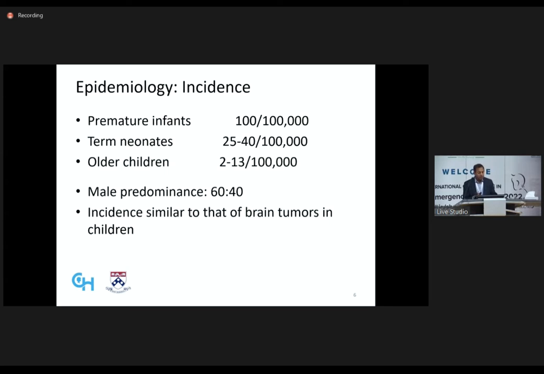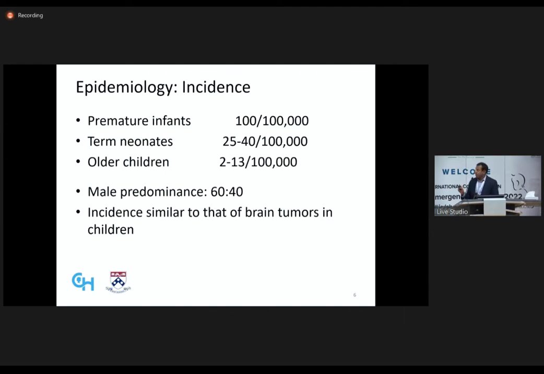If you look at the incidence, the highest incidence of stroke is in the neonatal period, and especially in premature infants, where the incidence can be as high as 100 over 100,000. It reduces to 25 to 40 over that, and in older children, it is much more. But as our example case implied, even a 10-year-old previously completely well can potentially have a stroke. There's a mild male predominance.